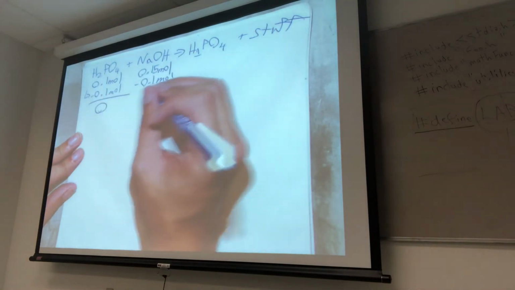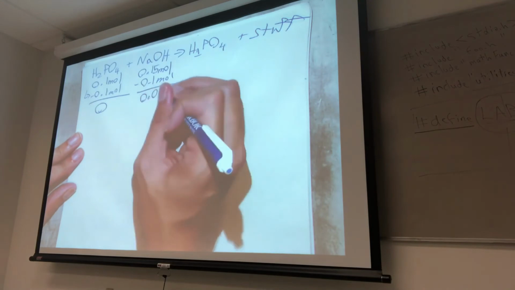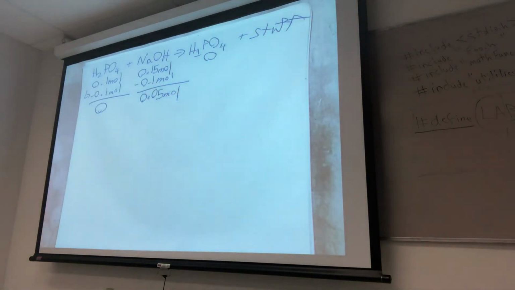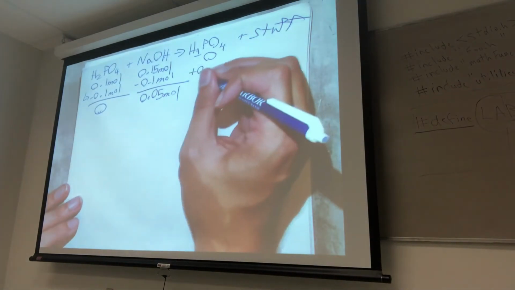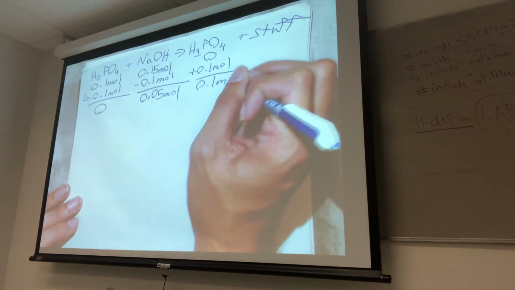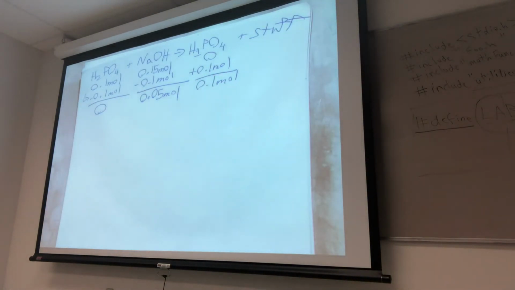This is 0. This becomes 0.05. We're almost there. This one over here, we started with 0. We didn't have any H1PO4. We now produce 0.1 moles of this thing. We still can't do Henderson Hasselbalch. There's unfortunately still some NaOH left over.